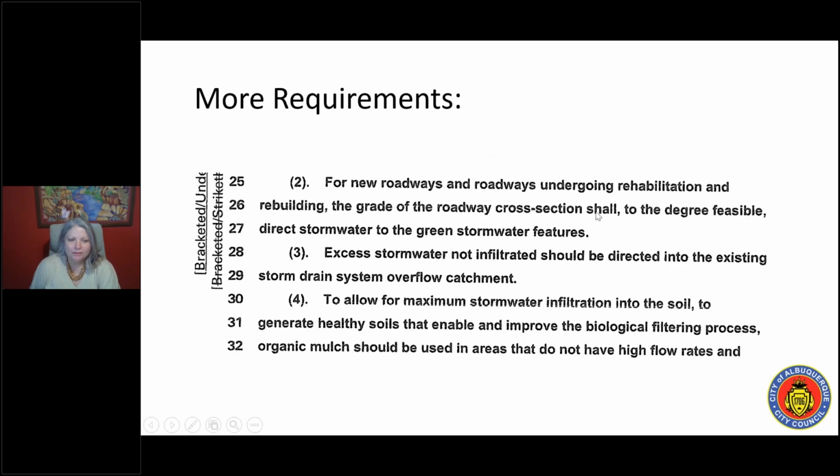So we also said that we're going to do it on all new roadways and all roadways that are being rehabilitated, which is a really good start for any policy, but GSI in particular. And then we said that if it's not going to be infiltrated there, it's going to be directed to the closest storm drain system for overflow. We talked about how we're going to do that. Go ahead, go to the next slide.